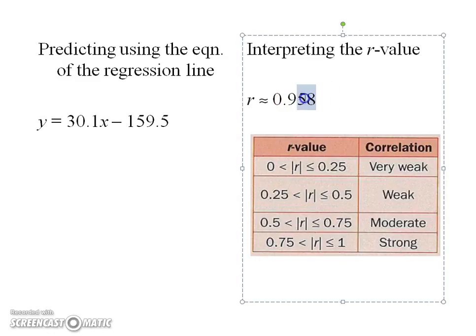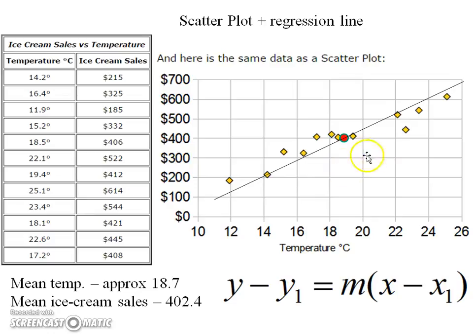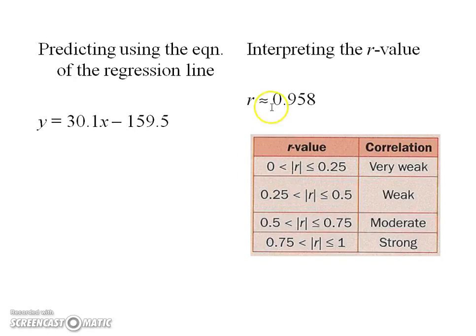So here we have 0.958. This is positive correlation, as we can see from the graph, and it is also pretty strong, because the R value is almost 1.